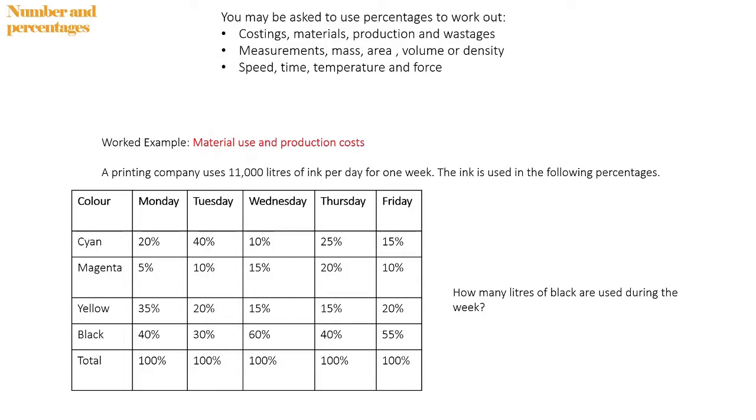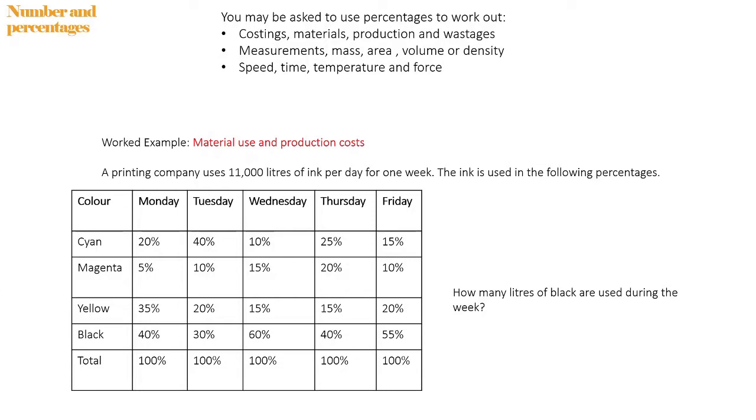So we look at numbers and percentages first. You might be asked to use percentages to work out things like costing, materials, production, wastage of material, measurements, mass, area, volume, density, speed, time, temperature, force. It could be any sort of context to it, but typically it's numbers and percentages. Okay, so this is materials use and production costs.